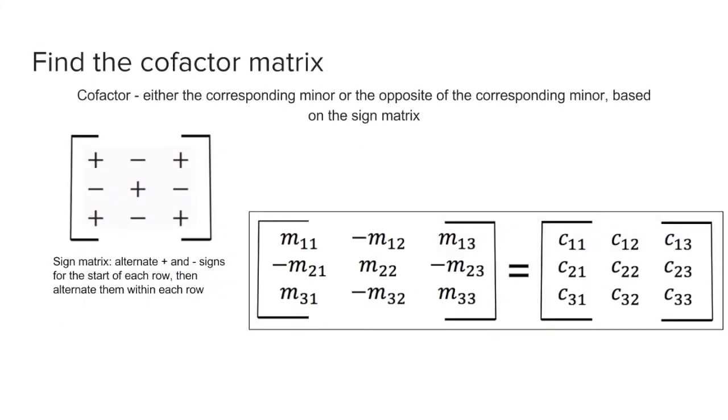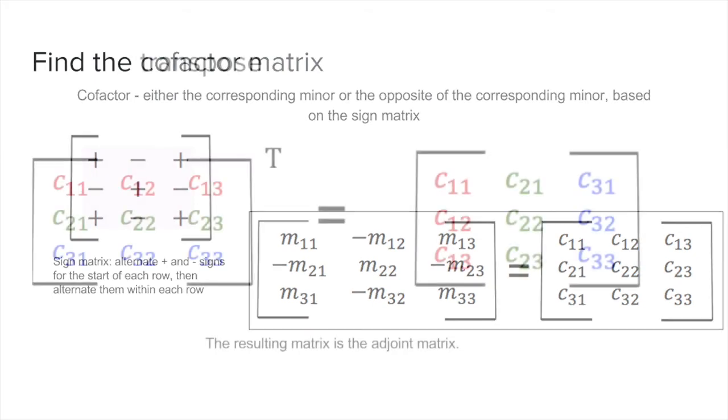Next, we find the cofactor matrix. This is the same as the matrix of minors, except some terms are replaced with their opposite. This is done according to the sign matrix. The 3 by 3 sign matrix is shown here, and it shows that 4 out of 9 terms must be replaced with their opposite. So we can see that the cofactor matrix is found when the 1, 2, 2, 1, 2, 3, and 3, 2 terms of the matrix of minors are replaced.